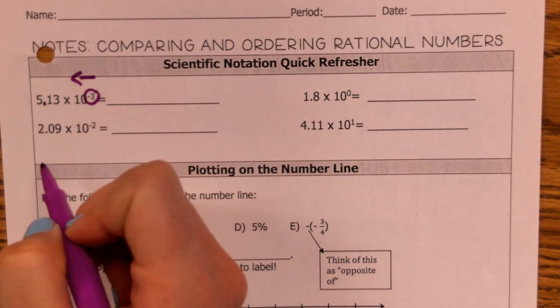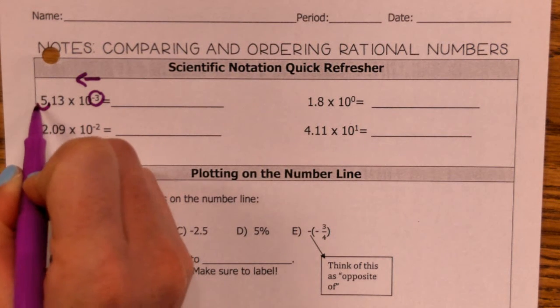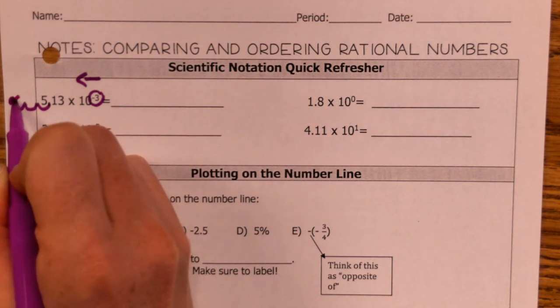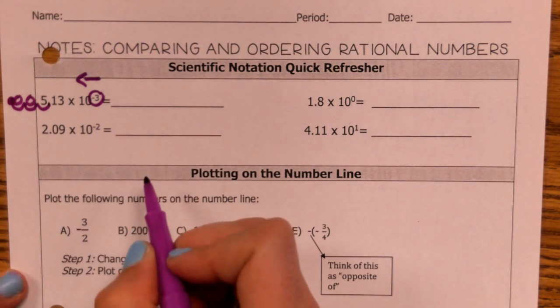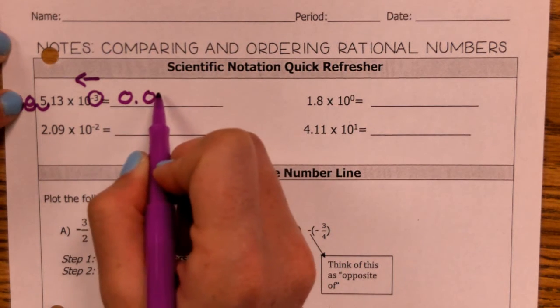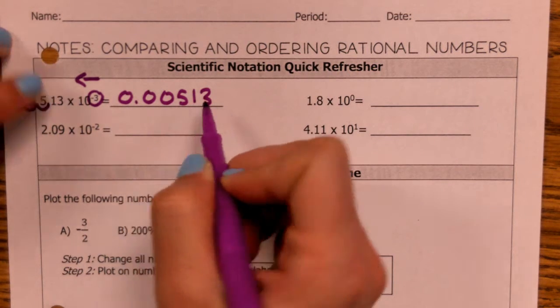Our decimal is between the 5 and the 1. We need to go left 3 times. 1, 2, 3. Any empty spaces we fill in with zeros. So, 0.000513.